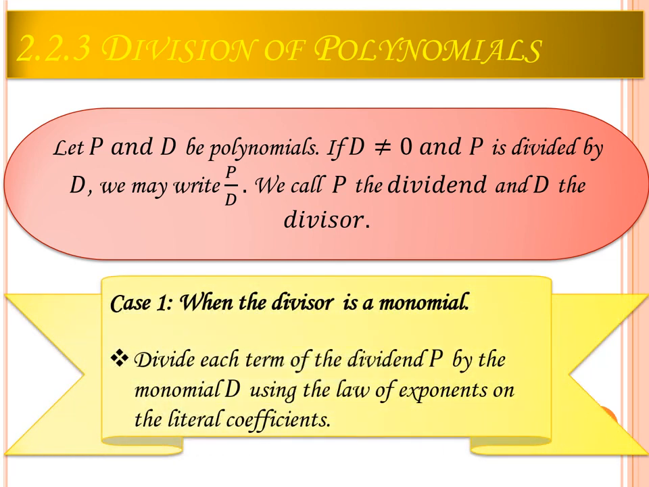In this polynomial, we have two cases. First case, when the divisor is a monomial. If it is a monomial, divide each term of the dividend P by the monomial D, using the law of exponents on the literal coefficients. Okay?